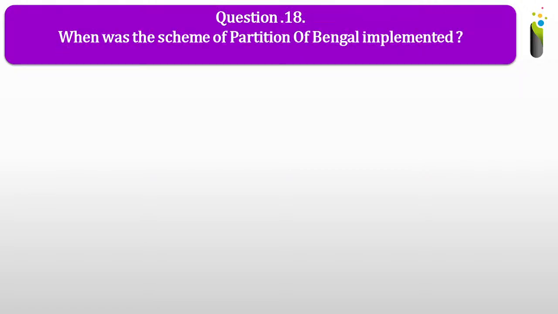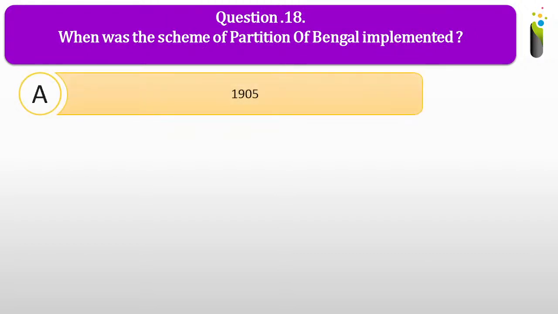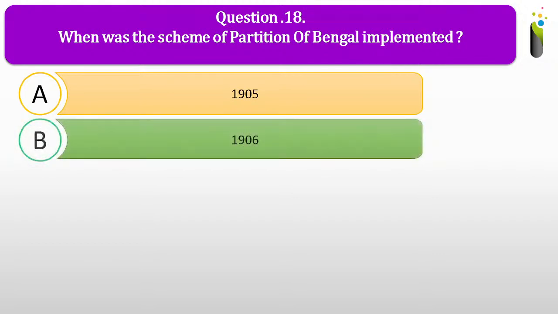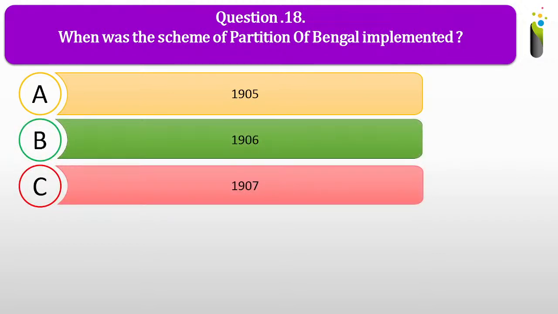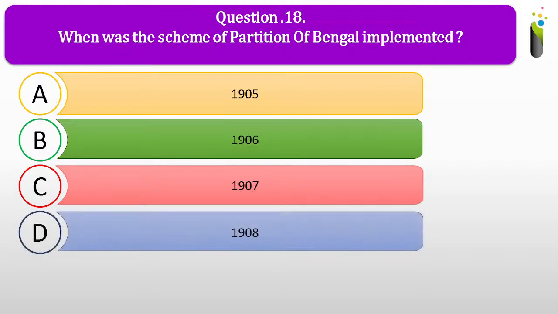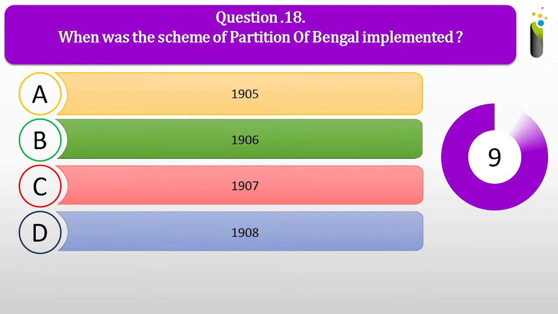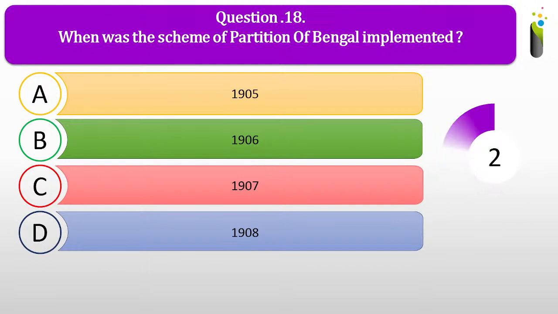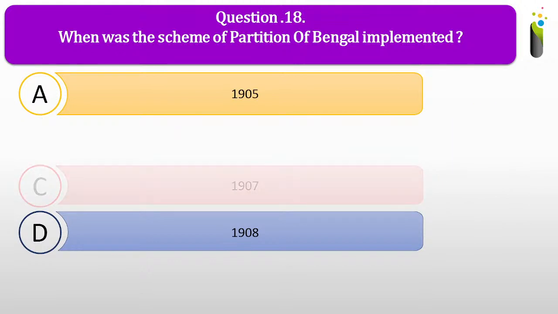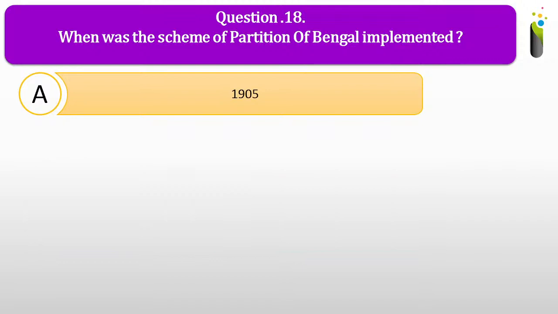Question number 18. When was the scheme of partition of Bengal implemented? A. 1905, B. 1906, C. 1907, D. 1908. And the correct answer is A. The scheme of partition of Bengal was implemented in 1905.